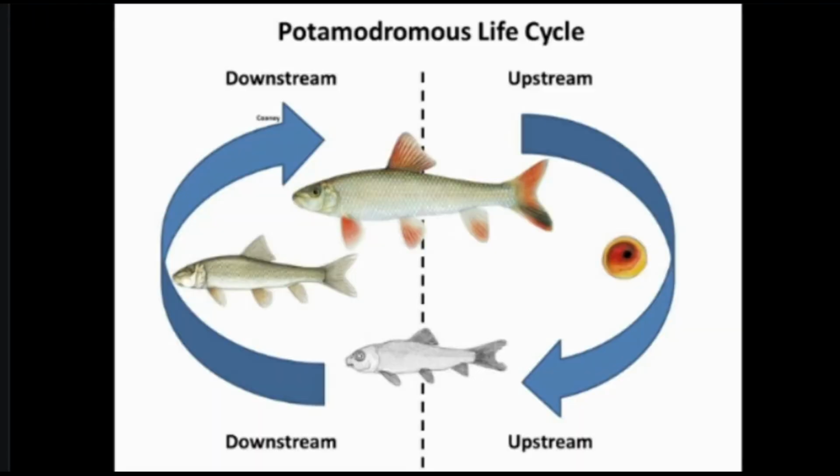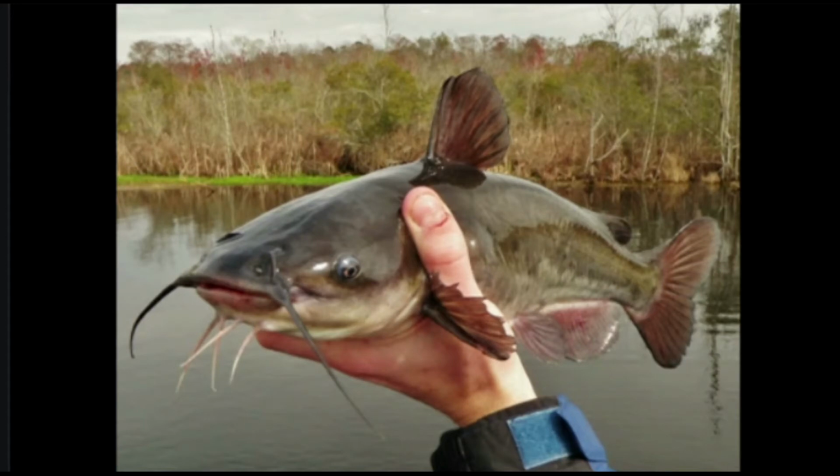There are many types of fish migration. So first of all, potamodromous migration. This is the migration where the fishes only migrate within the freshwater. They migrate from one habitat to another habitat for spawning or feeding purposes. So, for example, the species that perform this kind of migration are catfishes or carps.